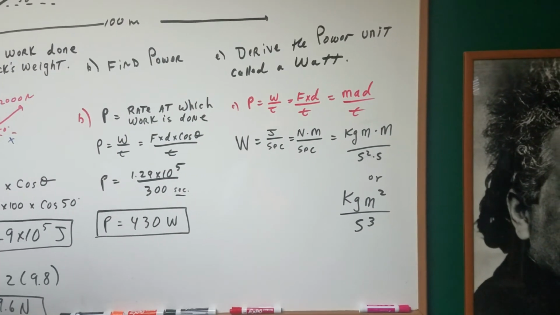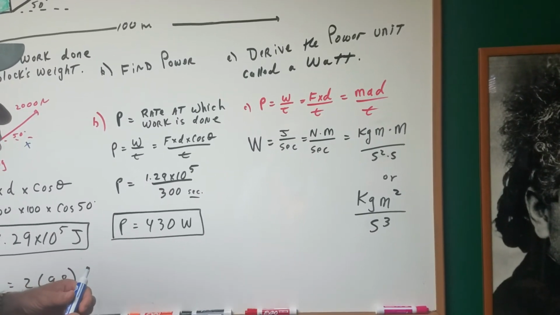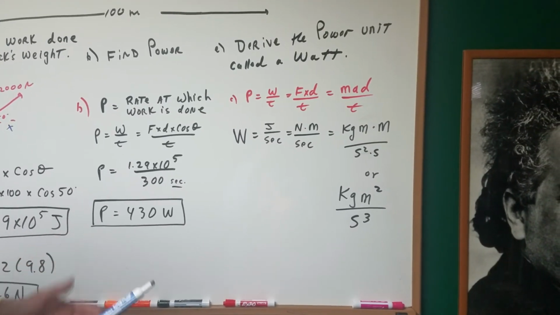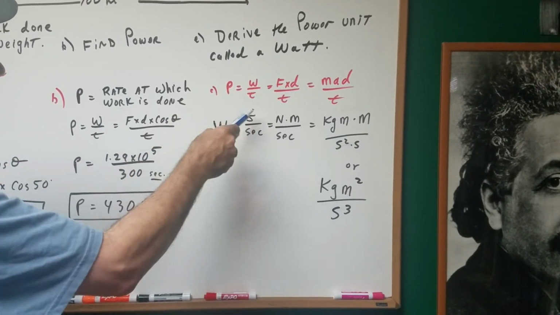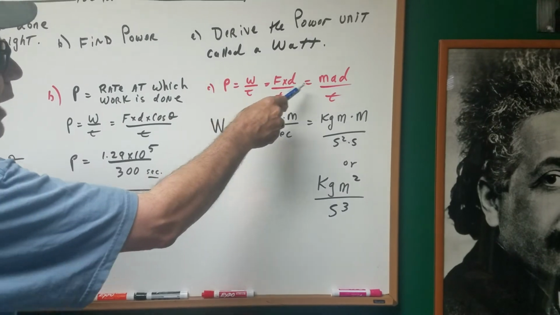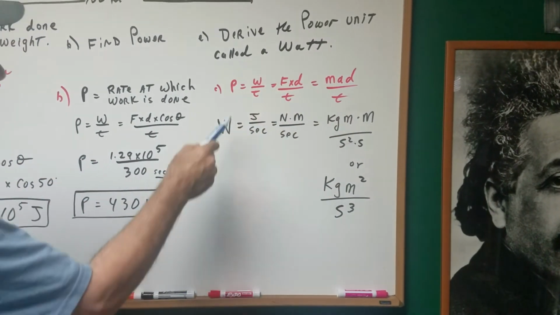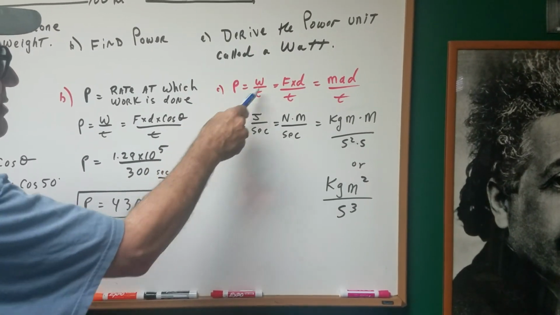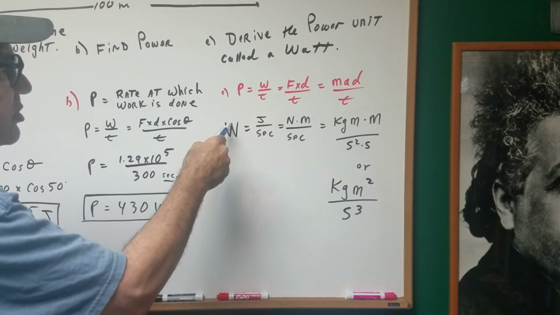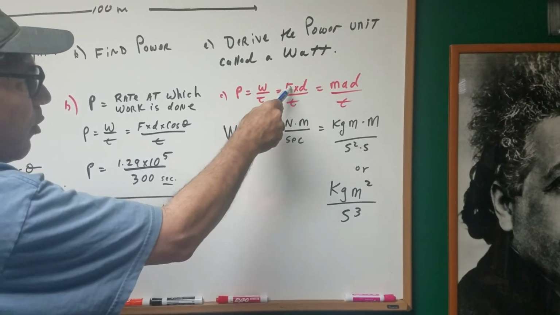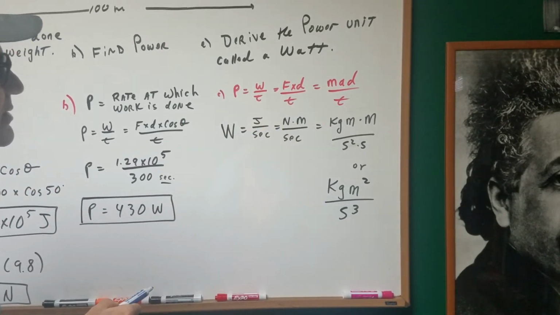Finally, derive the power unit called a watt. The way you would go about these type of questions is write the formulas that you know. Power is work over time. Work is force times distance over time. And we know that force equals ma. And then you got the distance and time. Now plug in. Power is in watts. Work is joules and time is seconds. So a watt is a joule per second. Or force is newtons, distance meters, and time is seconds.